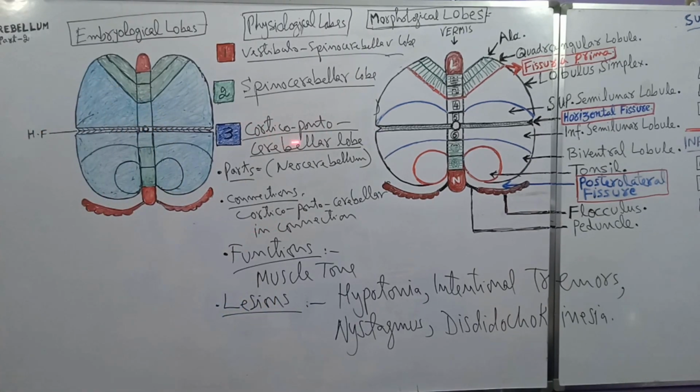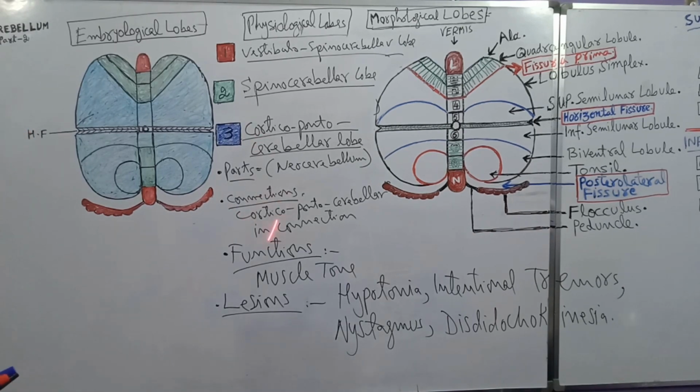The corticopontocerebellar is the third physiological lobe. And what are its parts? Its parts are nothing but the parts of the neocerebellum. What are its connections? Its name indicates it is corticopontocerebellar in connection. That is, the fibers arise from the cerebral cortex, relay in the pontine nuclei. From the pontine nuclei, they pass to the opposite cerebellar hemisphere via the middle cerebellar peduncle. Its functions are to maintain muscle tone, especially during voluntary movements.